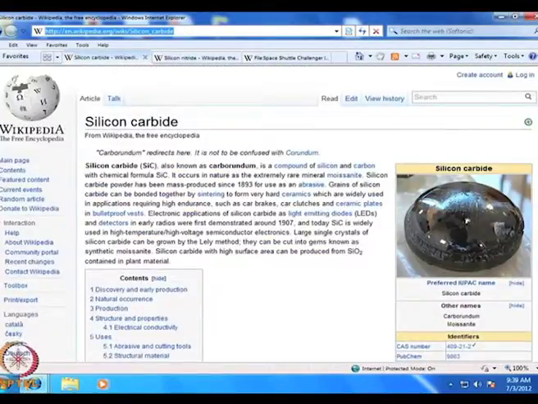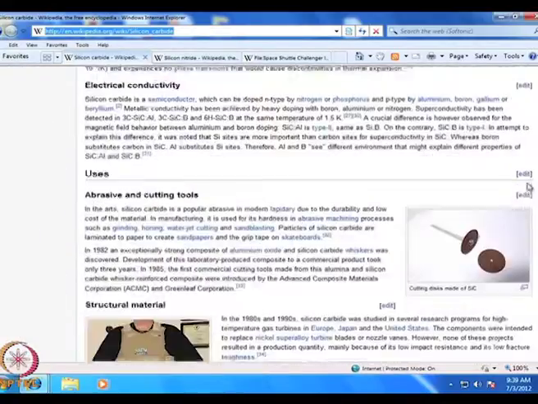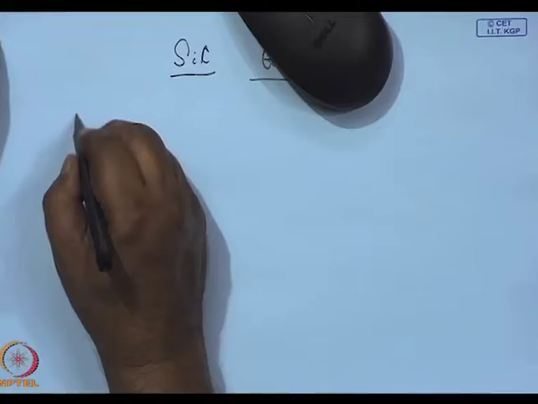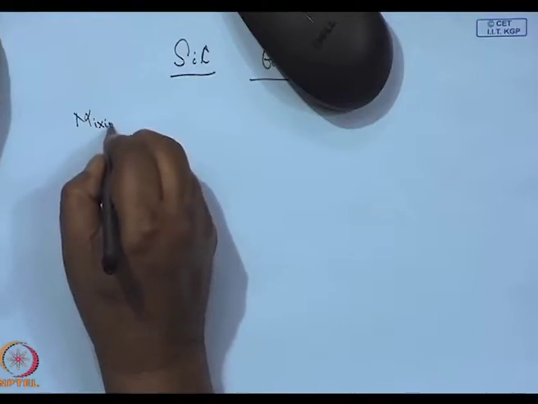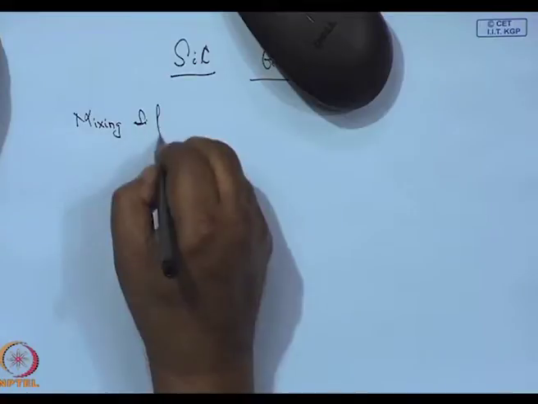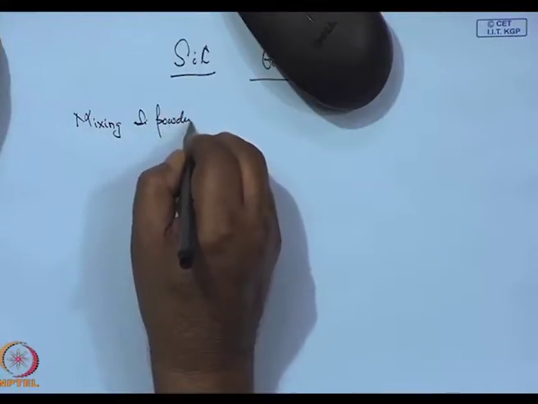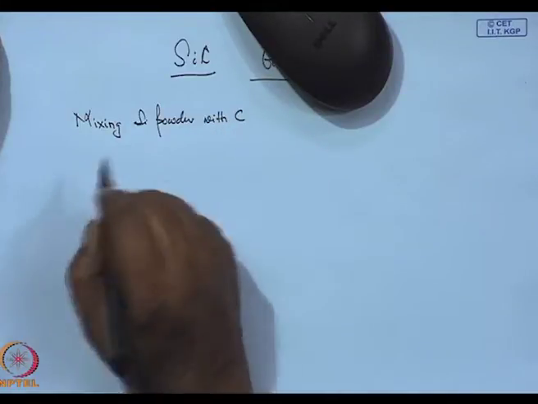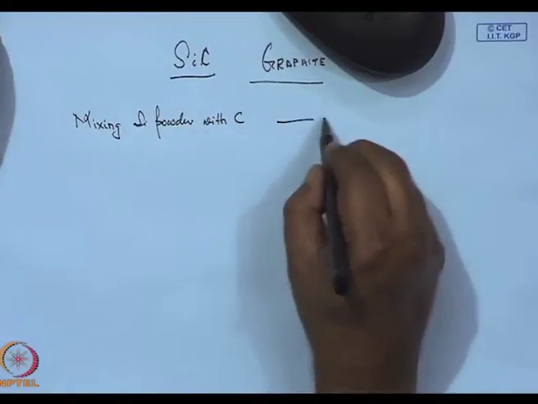So, I will maybe jump quite a few things. Okay, again find it. So, let us forget it. This silicon carbide is made by mixing silicon powder with carbon, forming it into a shape.